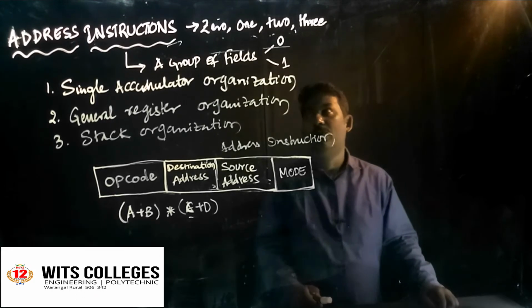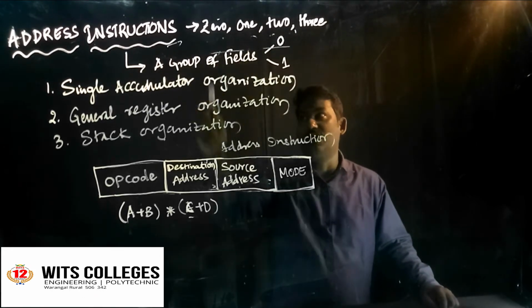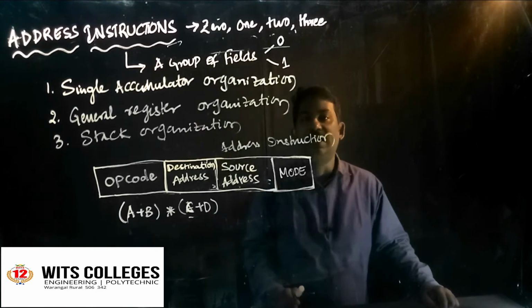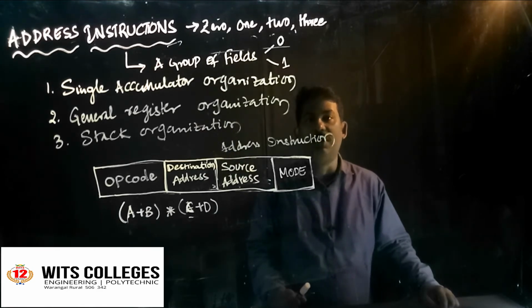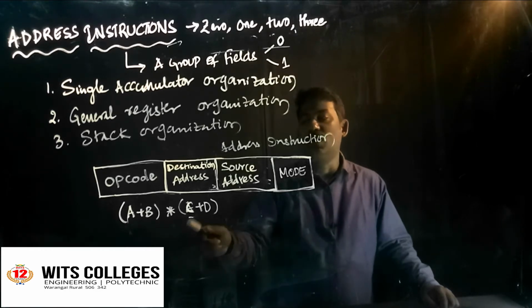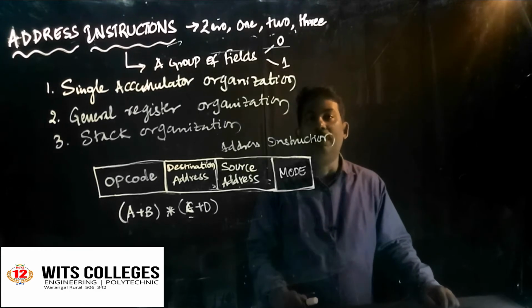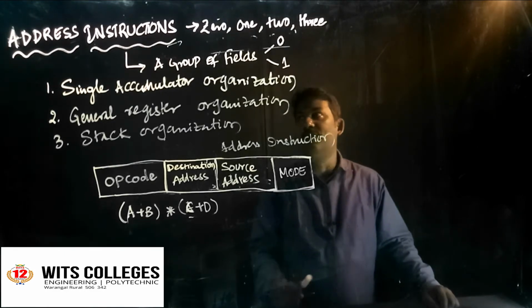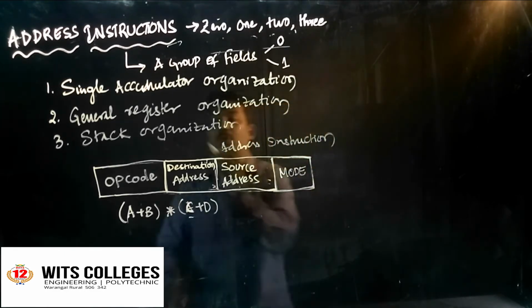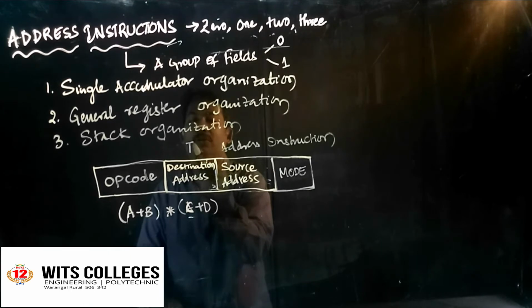After that, we used one address notation, where we use a single accumulator organization. By using accumulator organization, we solved the same example problem. Now it's the turn for two address notation.